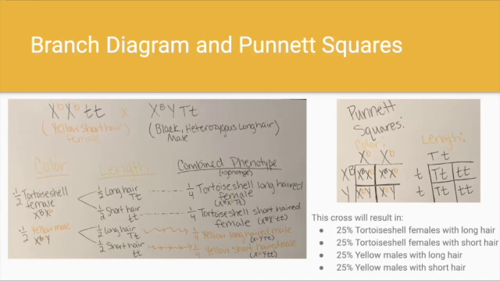It's more specifically 25% tortoiseshell females with long hair, 25% would be tortoiseshell females with short hair, 25% would be yellow long-haired males, and 25% would be yellow short-haired males.